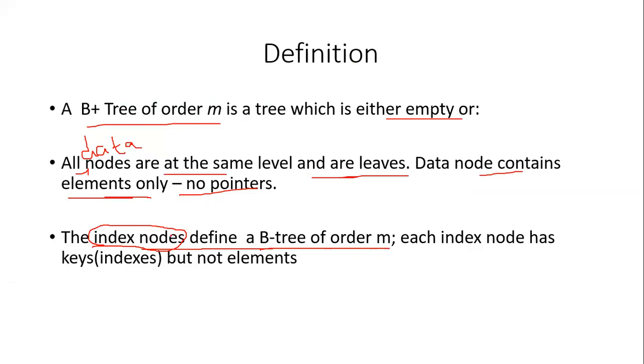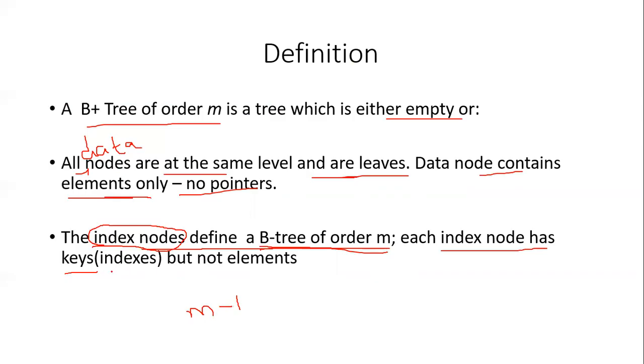What is the property of an index node? The property of the index node is the same as that of a B tree of order m. Each index node will have a certain number of keys depending on its order. A B tree of order m can have a maximum of m minus 1 keys, and a minimum of ceil of m by 2 minus 1 keys. Accordingly, it will have that many keys.